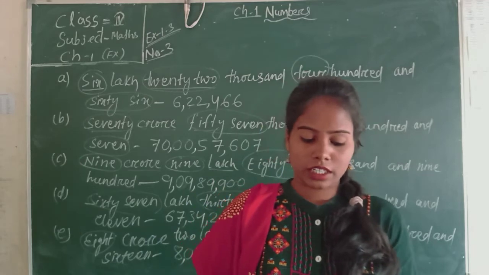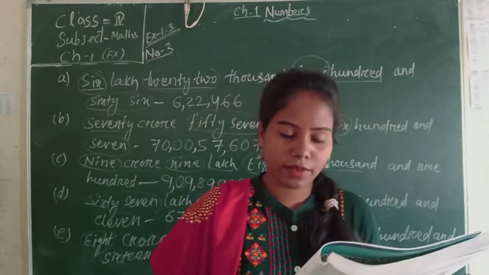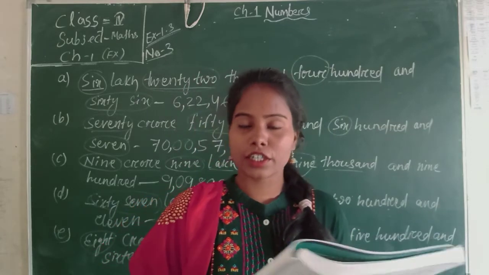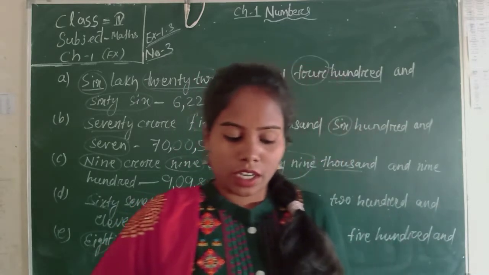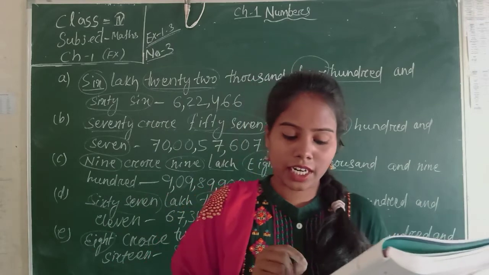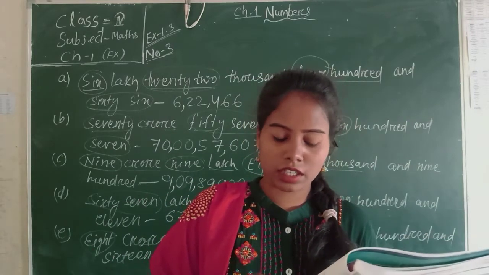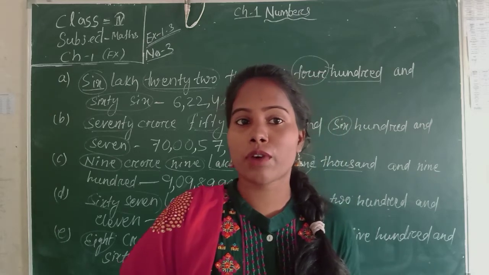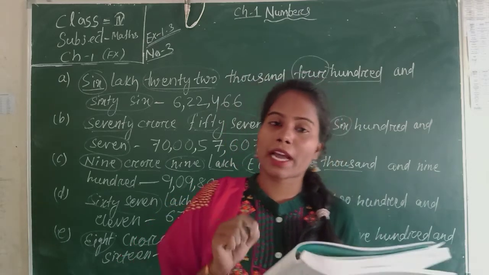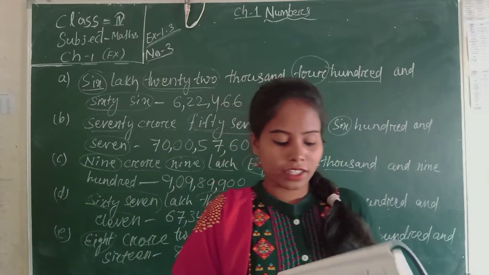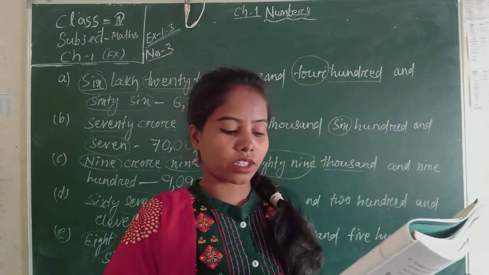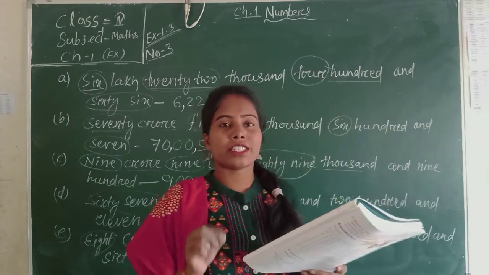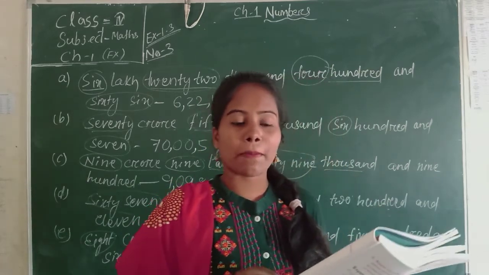Number 4 is what? Rima bought a TV for rupees 32,712. This is the cost price, or the price of the TV. Next, she wrote a check for the shopkeeper. She gave a check to the shopkeeper for payment.